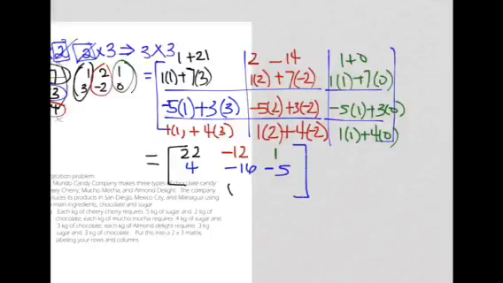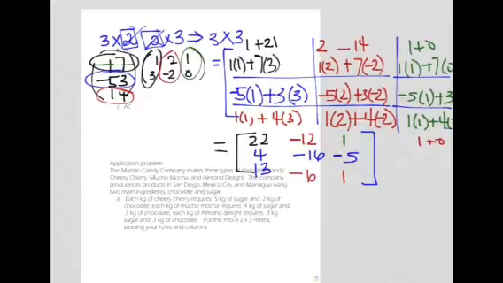The bottom row, 1 times 1 is 1, 4 times 3 is 12, 1 plus 12 is 13. Then 1 times 2 is 2, 2 minus 8 is negative 6, 1 plus 0 is 1. Okay, so that was all letter B.